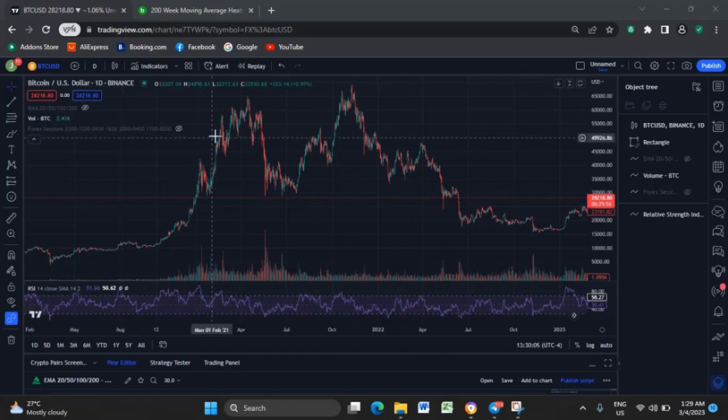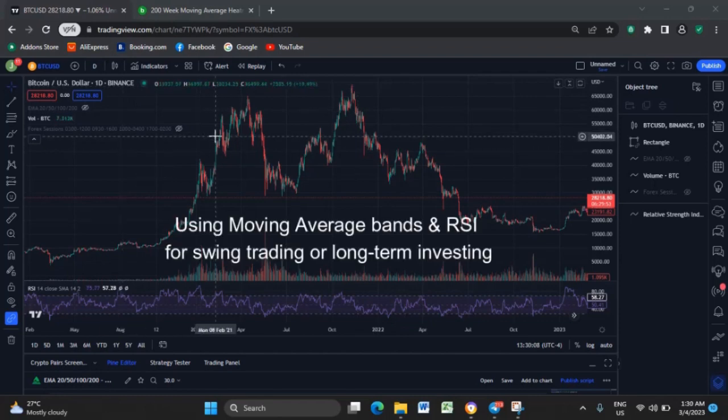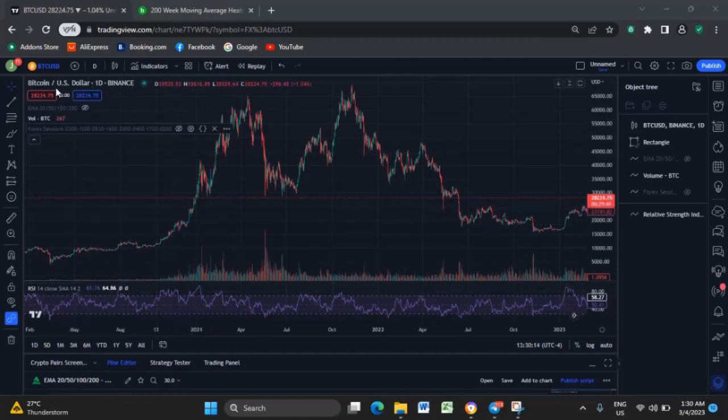So in this video, we are going to talk about how to use moving averages and also the RSI indicator to plan your trades. So here I am on the Bitcoin USD 1-day chart. This is the daily chart, zoomed out version.